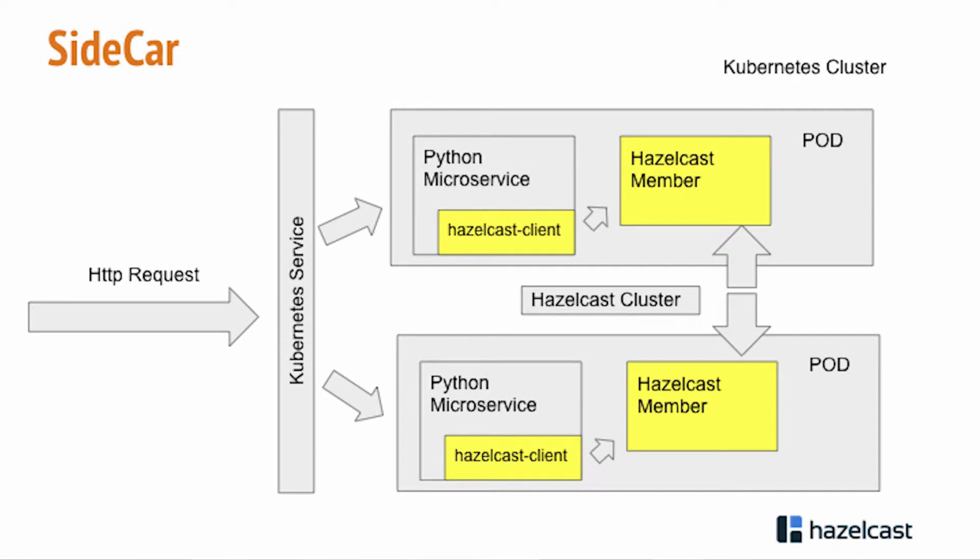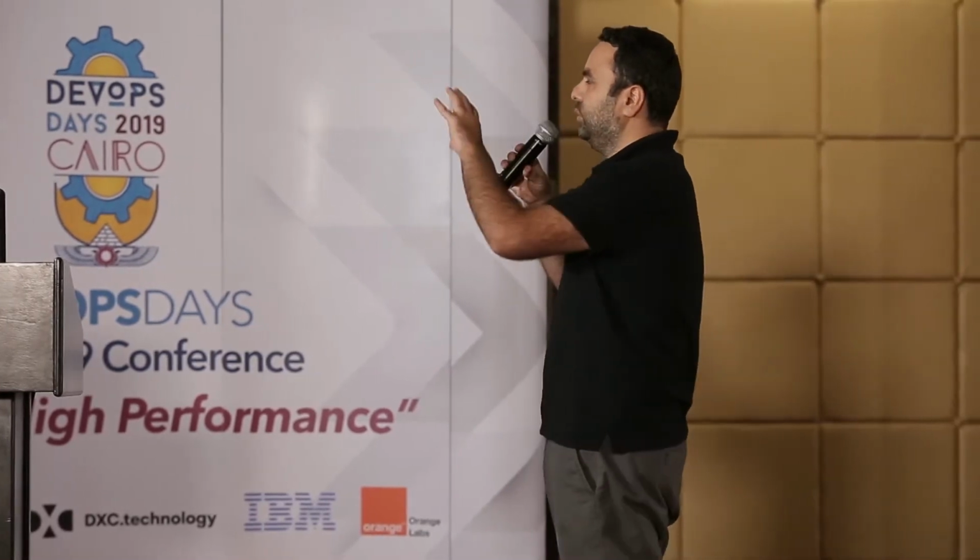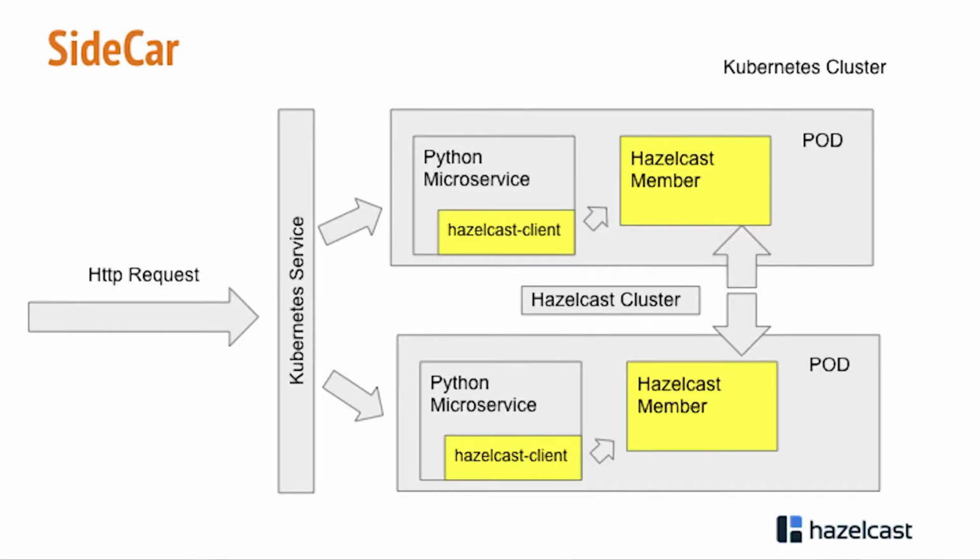In this pattern, it's very similar to the embedded pattern, but you have two containers inside a Kubernetes pod, which means that you can, for instance, configure each container's memory limits, CPU limits, etc., independently. So it's not like holding the cache data inside the same Java virtual machine. You have two different containers here. As the network is local for both containers, the Python microservice can talk to the Hazelcast member inside the pod.